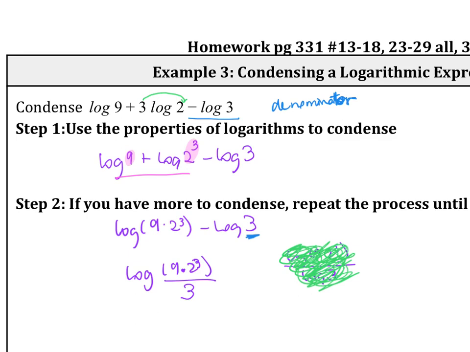All right, so now looking at these numbers here, now that they're numbers, we can simplify it. Before you grab your calculator, let's see if we can simplify this. We have 9 times 2 cubed over 3. Now 3 can go into 9, so 3 goes into 3 once, 3 goes into 9 3 times. And so now we can simplify this. So this is log of 3 times 2 times 2 times 2 over 1. So this is 3 times 8. 3 times 8 is 24. So the final answer is log of 24.